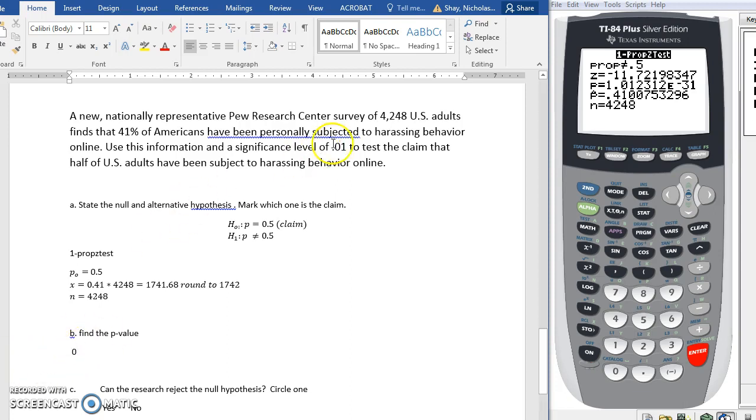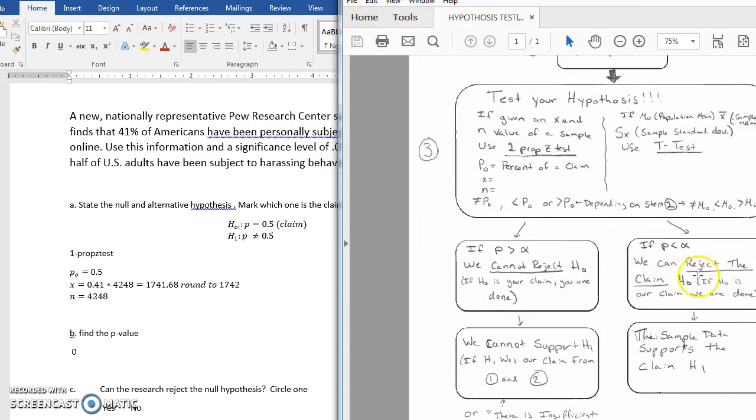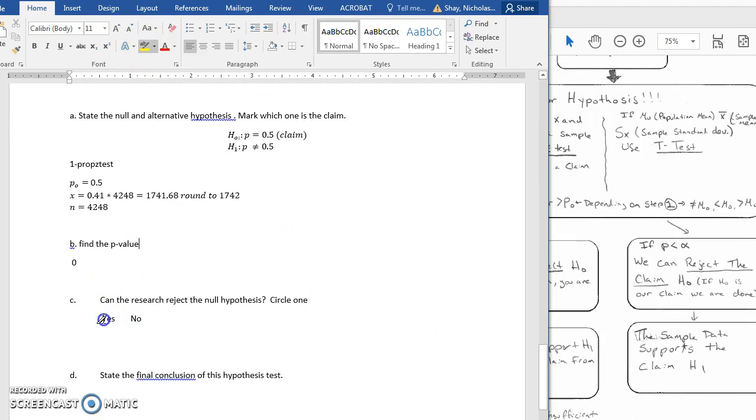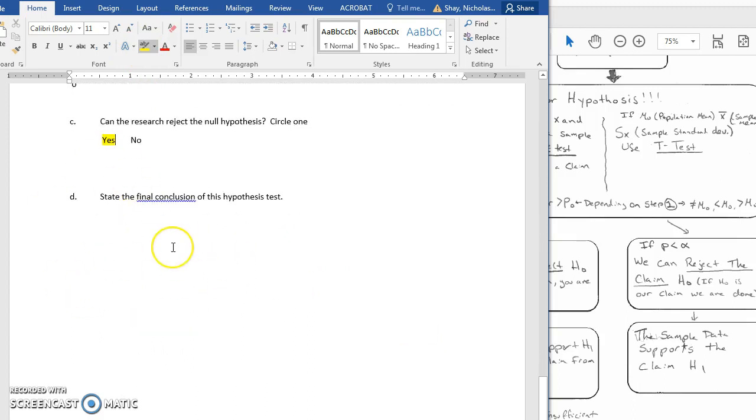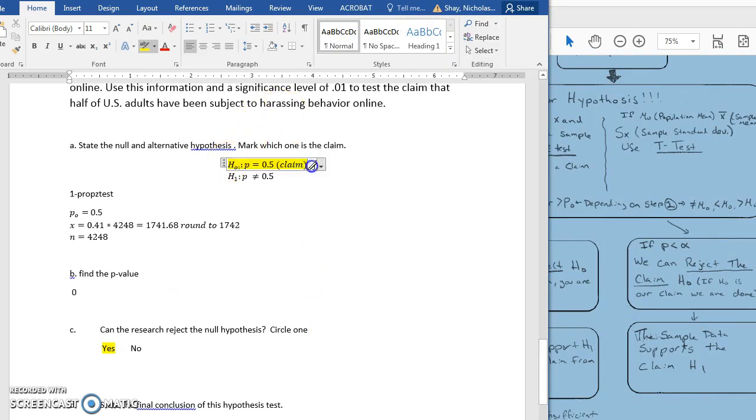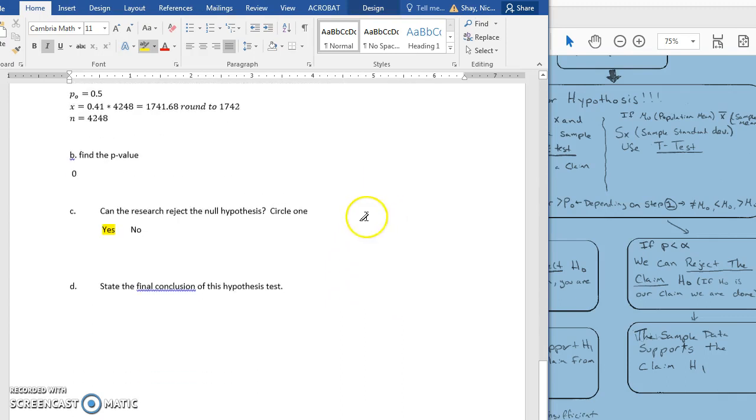So is 0 less than or greater than our significance level of 0.01? I go over here and I take a look, and p is definitely less than, right? So we would say p is less than alpha. So can we reject the null hypothesis? We sure can. And now here's the tricky part. Here's the one that's slightly different than what we did before. Since p is less than alpha, go back and decide which one our claim was. Our claim was H0. So since our claim was H0, we are just going to use the word reject. So we reject the null hypothesis.